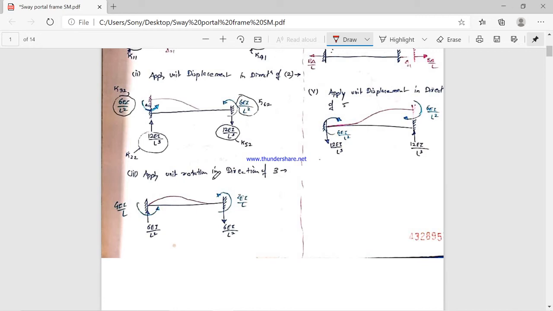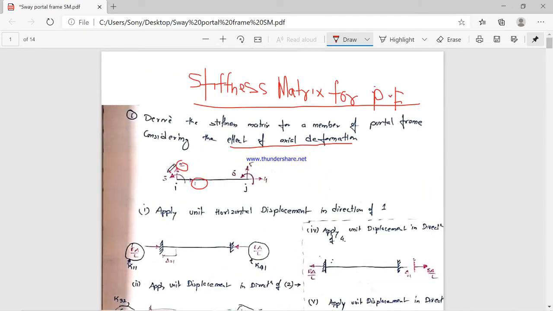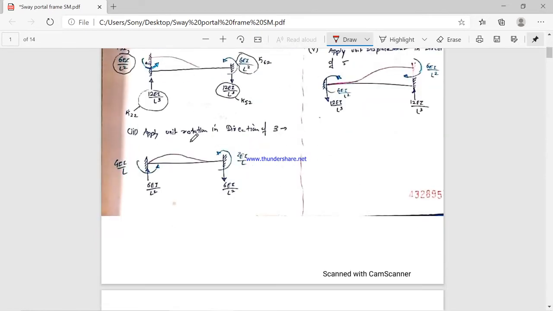Then third, apply the unit rotation in the direction of 3. This is the third point. Then because of the unit rotation in the direction of 3, 4 EI by L will be formed in the anti-clockwise direction, and in the opposite direction 2 EI by L will be formed. Okay, so because of that effect the vertical reactions of 6 EI by L square, 6 EI by L square will be formed at the I and J nodes in opposite directions to maintain the equilibrium condition of the beam.